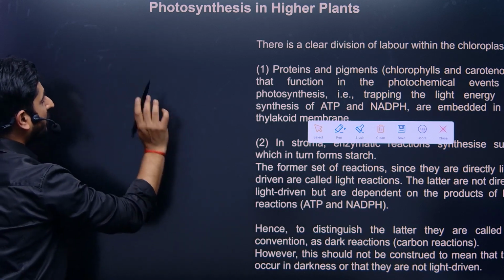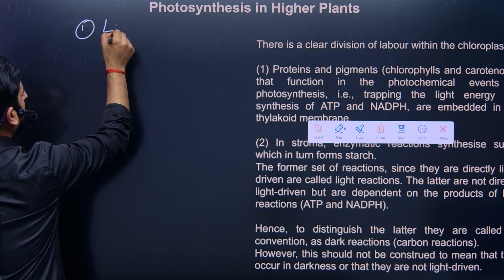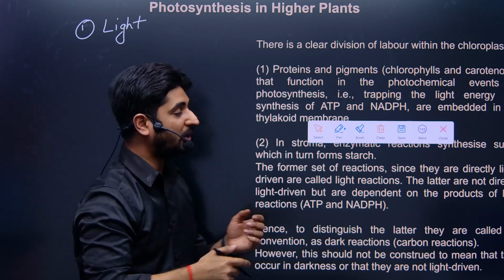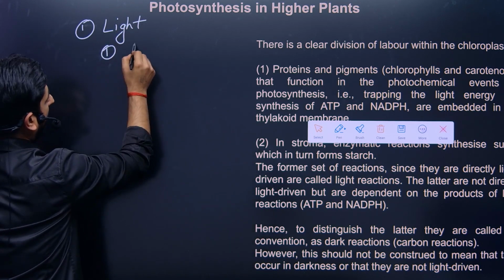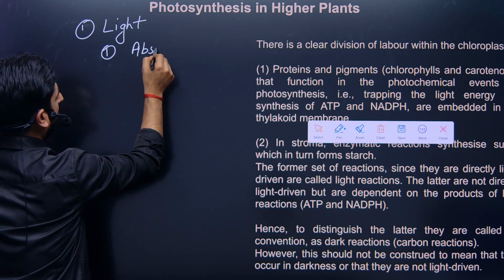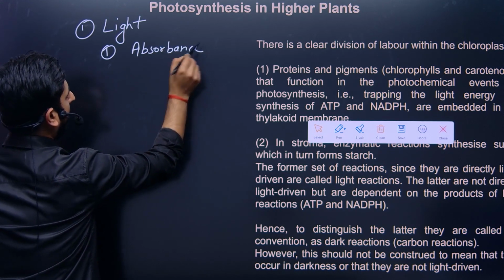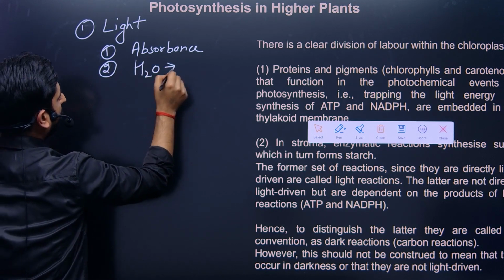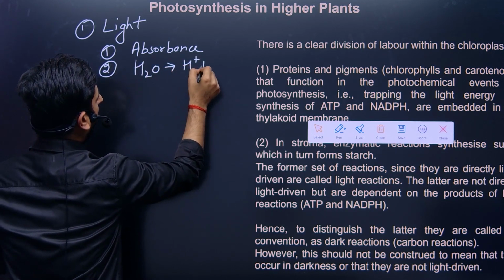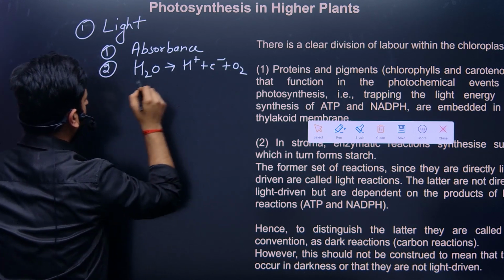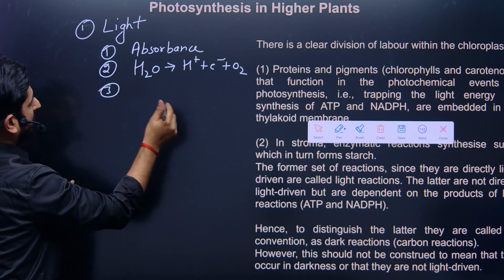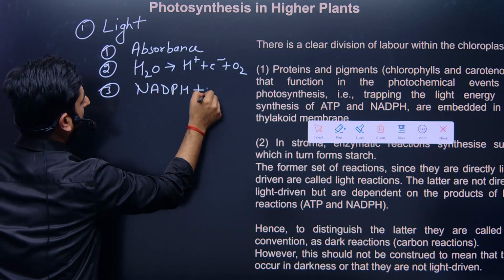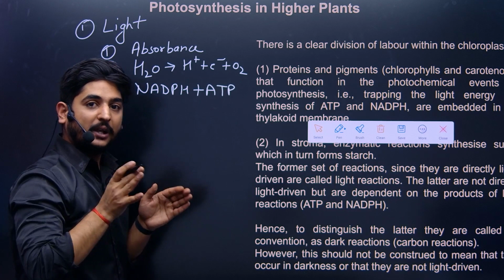When we are talking about photosynthesis, the first thing that is going to happen is the light reaction. What will happen in light reaction? The first thing that is going to happen in light reaction is the absorbance of light. First of all, light will be absorbed. Second, using that energy, water will be split. So the second stage would be the splitting of water. The third stage will be to produce energy intermediates known as NADPH and ATP. So light reaction is this much.